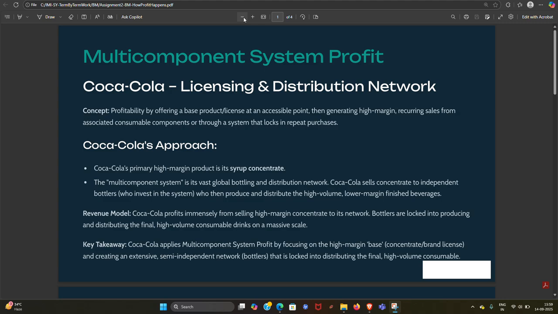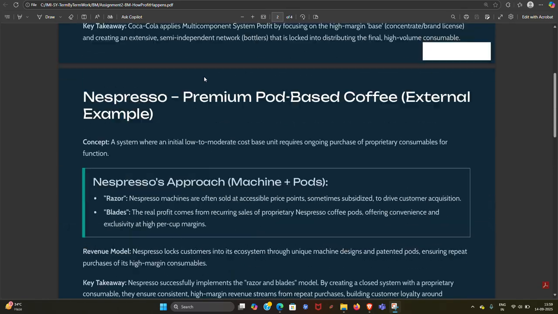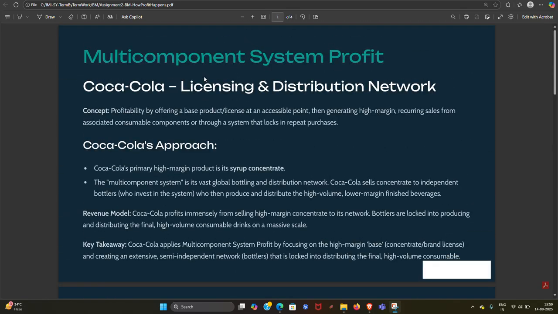Hello, so I'm Amok Bankar and I will be talking about my two topics, which are multi-component system profit and transaction scale profit. So the first example would be Coca-Cola and their licensing and distribution network.